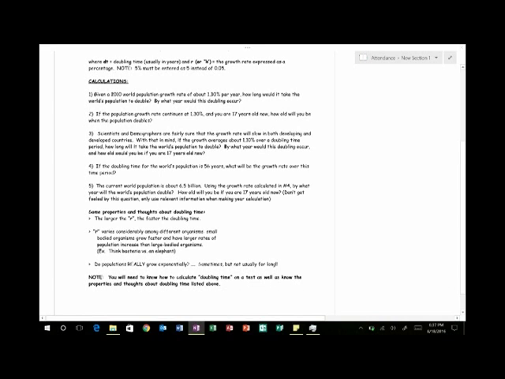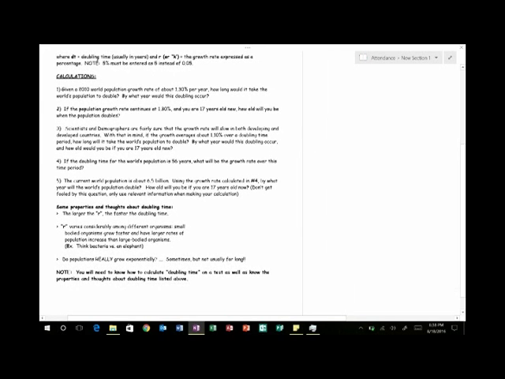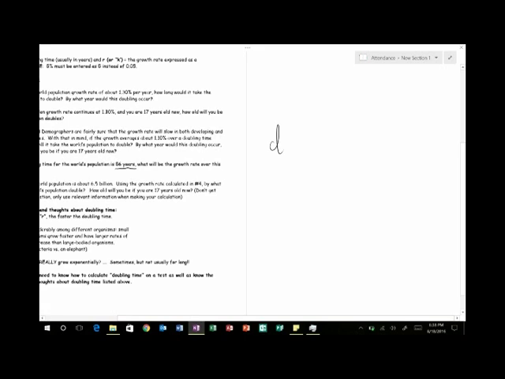So guys, welcome back. For number 4, the doubling time for the world's population is 56 years. What will be the growth rate over this time? So we're given a little bit different information. Sorry, let me get rid of that box here, guys. So we're given 56 years. That's our doubling time. So we're actually given our DT is 56 years. But what we're not given is our R value. Our R value is the unknown. So that's what we need to solve for.